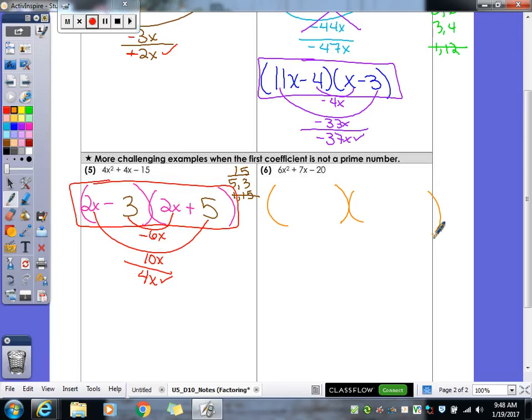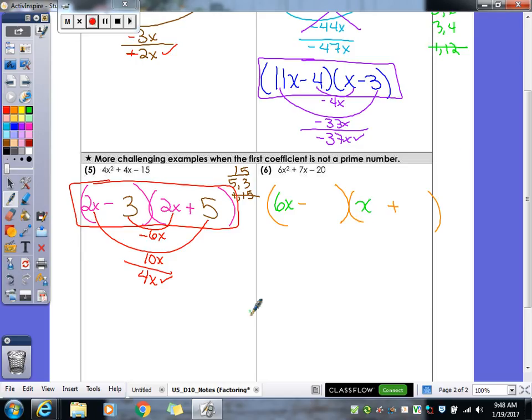All right, our last one in our notes. Signs, are they going to be same or different? Different. So I put a minus and a plus in there. Again, with 6x squared, we have two choices. We have 6x times 1x or 3x times 2x. Well, that would be 9x squared. You guys want to try the 2 and the 3? No. 1 and 6, okay. So we'll try 6x and 1x.